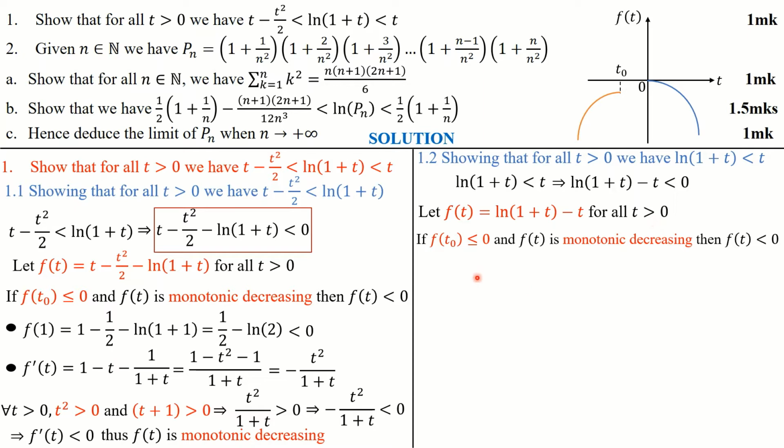And our interval of t is that t is positive. So the same principle: if f of t0 is less than or equal to 0 and f of t is monotonic decreasing, then my f of t is less than 0, meaning it is always negative. Now we are going to begin.